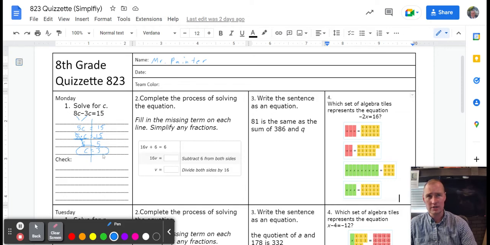So what we're going to do is we're going to take that cat and backwards plug it in for C. So here's how it's going to work. I'm going to take my original problem. I got 8C minus 3C equals 15. Now what I did is I just took the problem here and literally just recopied it there.